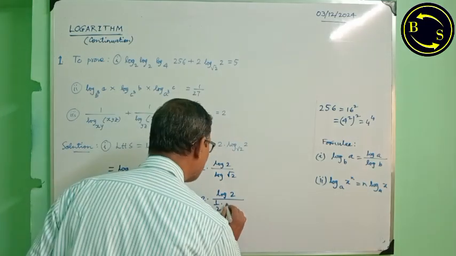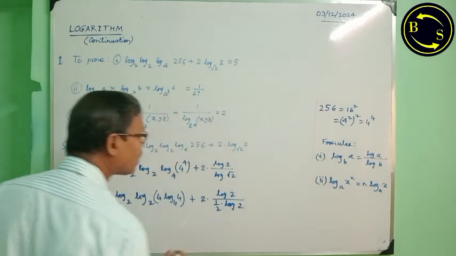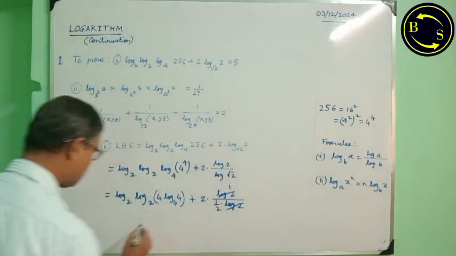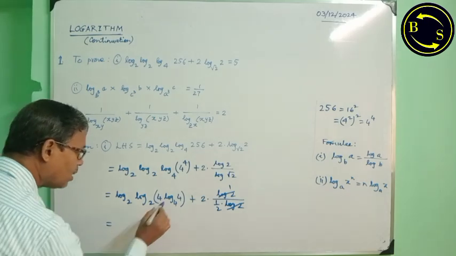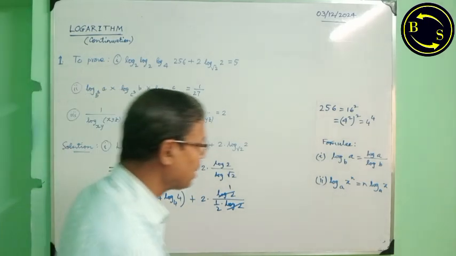Therefore, it will be, now these log 2's are cancelled. Log 4 to the base 4, log of a to the base a, I write here.